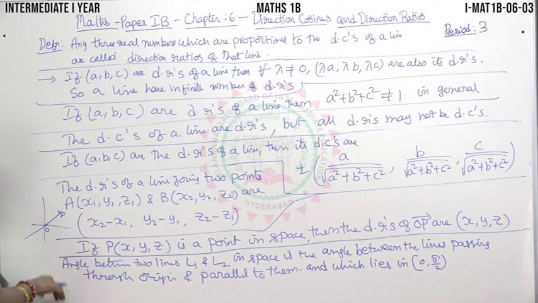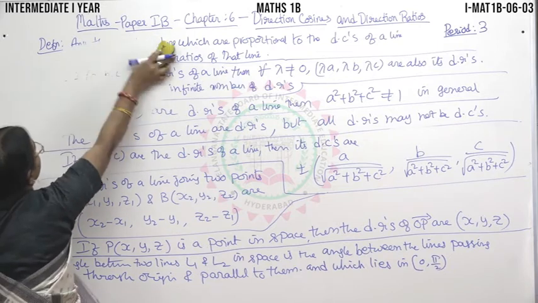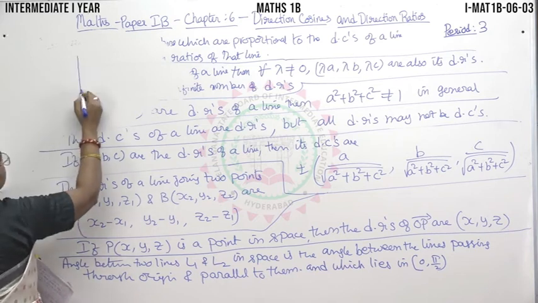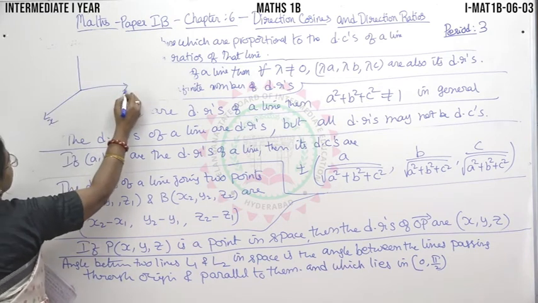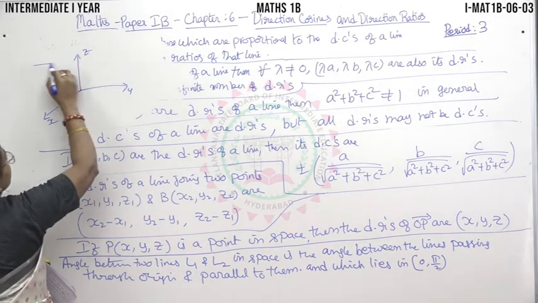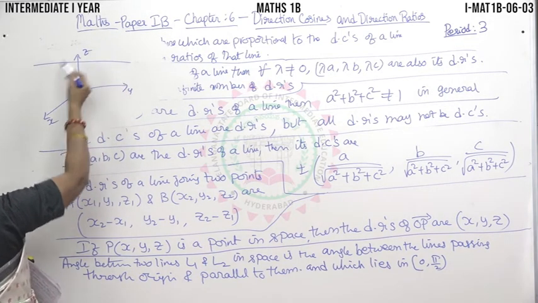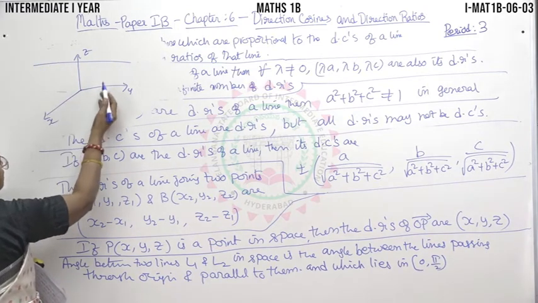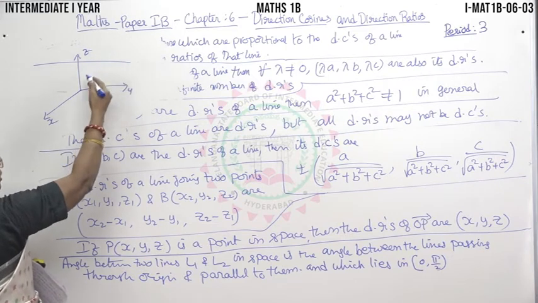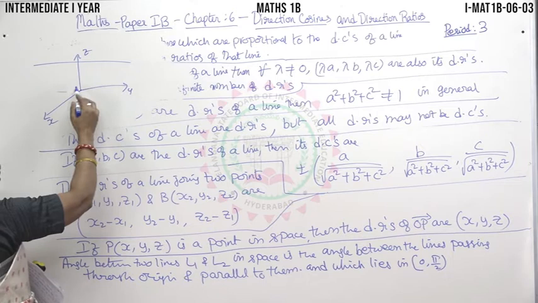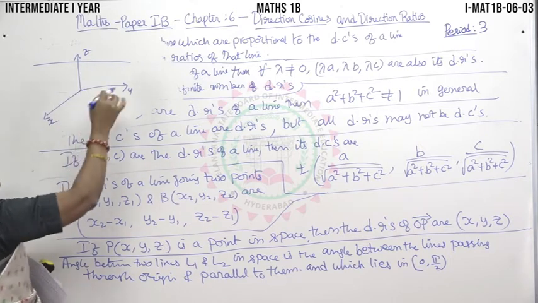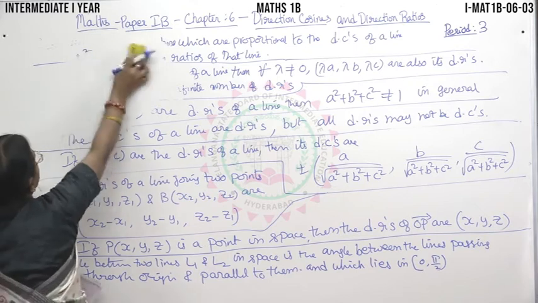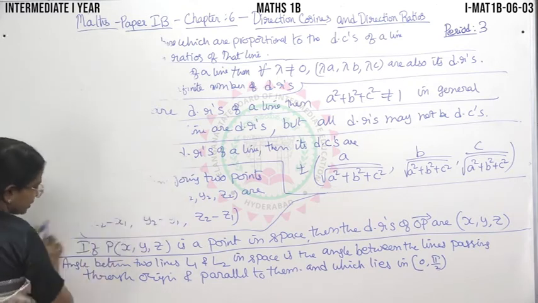Now the angle between two straight lines in space is given by, so suppose you have x-axis, y-axis, z-axis. Two straight lines are there. You must find the angle between them. So they are in the space. So what you do is draw a line parallel to it and passing through origin. Suppose you have another line. Draw a line parallel to it and passing through origin. Then the angle between those two will be the angle between this line and another line in the space. So like this we define the angle between two lines.